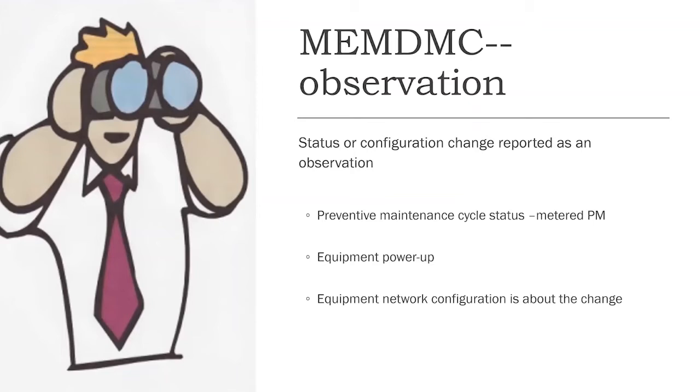So everything with MEM-DMC is referred to as an observation. All these status or configuration changes are called observations. And these could be anything from metered PMs to knowing when a device is turned on, or even if a network configuration is about to change.